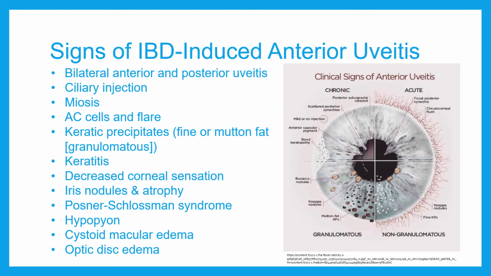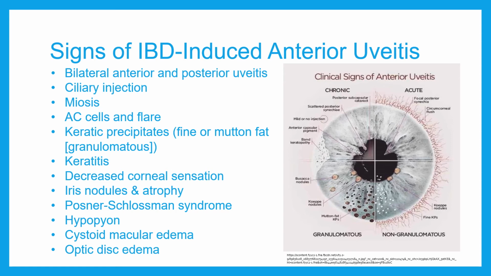Because of its systemic nature, IBD can cause bilateral anterior as well as posterior uveitis. It can also cause miosis, or the narrowing of the pupils, cells and flares in the AC indicating the anterior inflammation, ciliary injection, keratic precipitates in the cornea, and also inflammation of the cornea, or keratitis. That may decrease corneal sensation, and in the iris, which is part of the anterior uvea, nodules may form or the structure itself may atrophy.